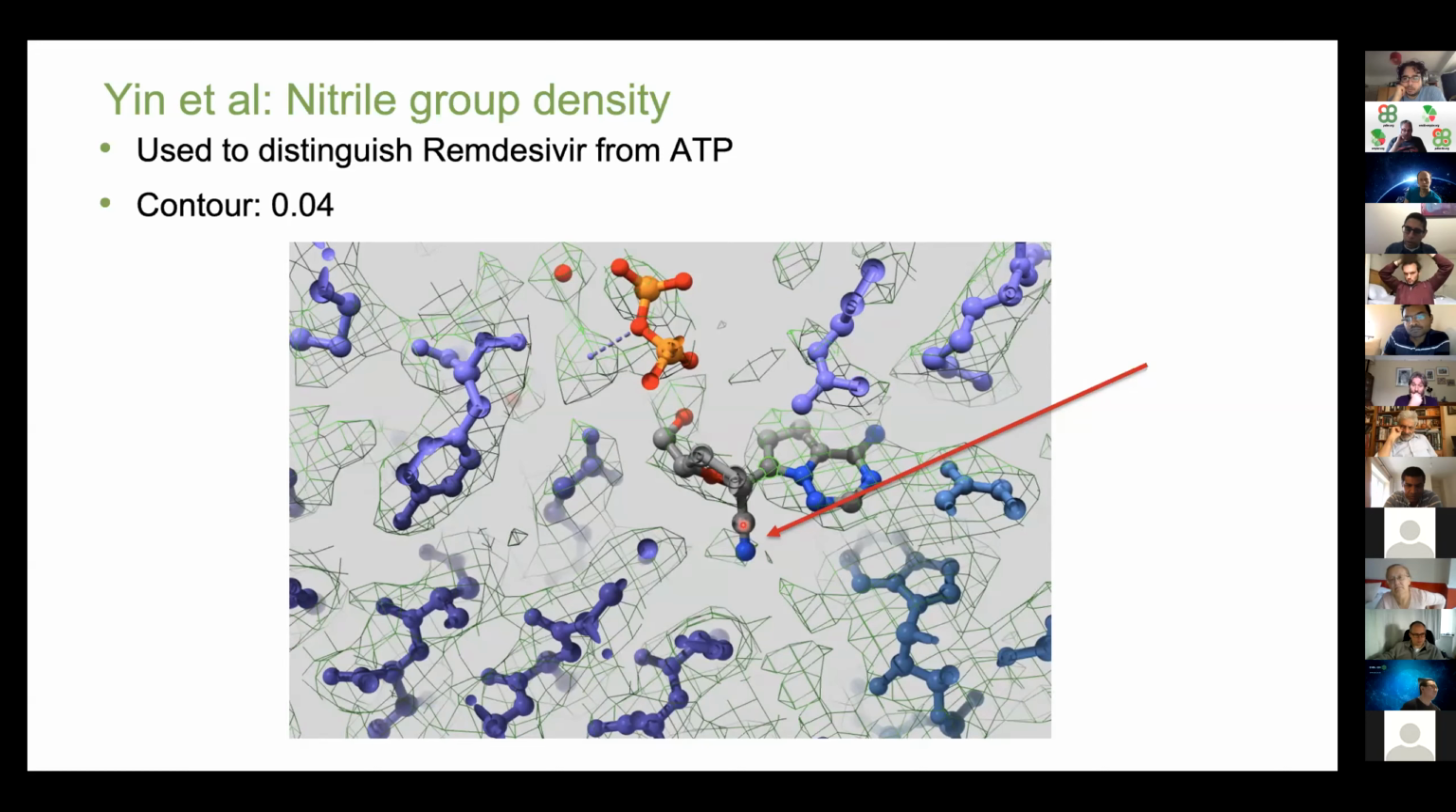So you have the nitrile group, and this disconnected density shows that this thing exists, but even at this low contour level, it was disconnected. But I think, Rangana, you did some filtering, and it seems much better defined in your map. Again, half maps become important. Yeah.